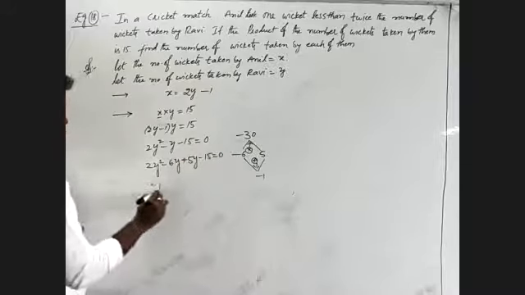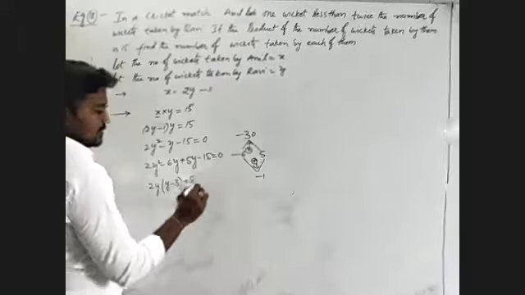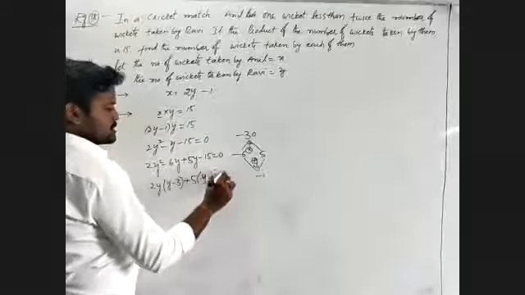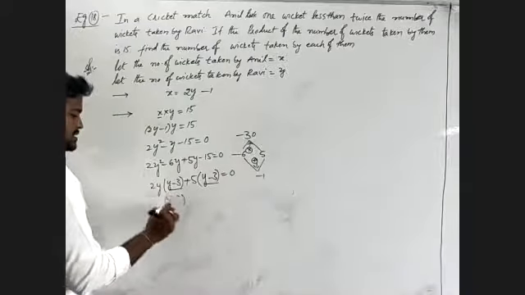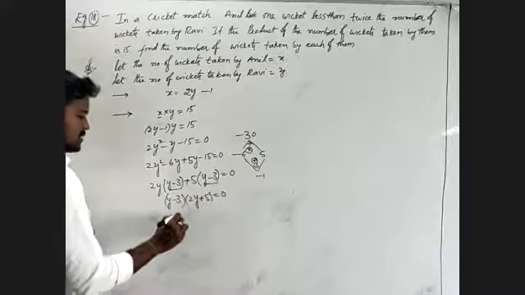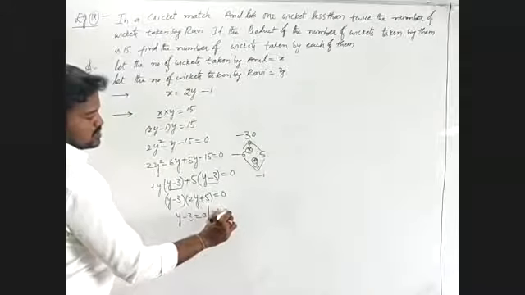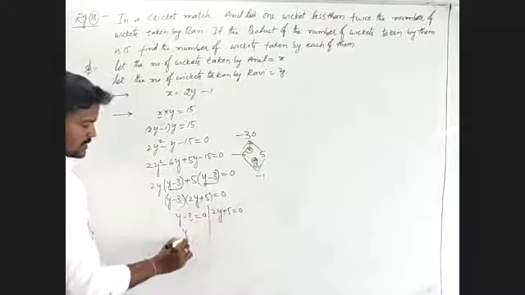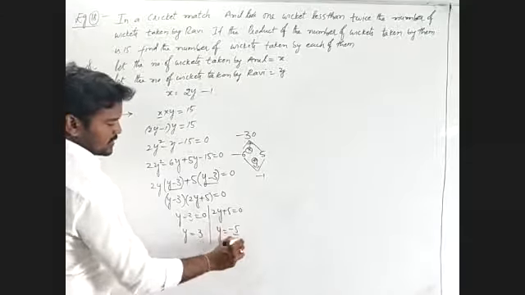I take 2y common, remaining y - 3. After that I take 5 common, remaining y - 3, equal to 0. That is, the common term is (y - 3)(2y + 5) = 0. So y - 3 = 0 or 2y + 5 = 0. That is y = 3 or y = -5/2.